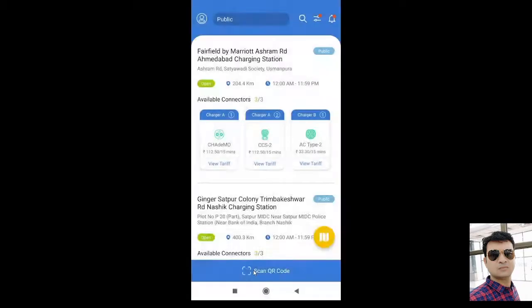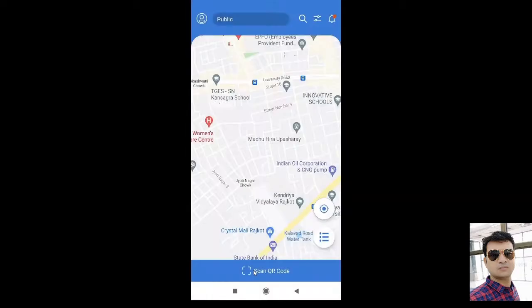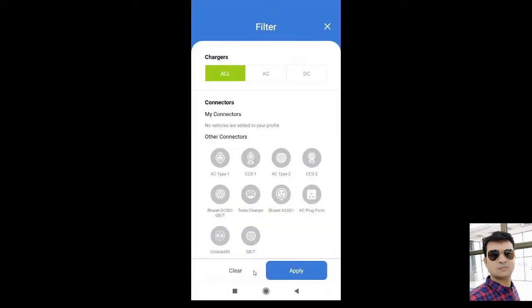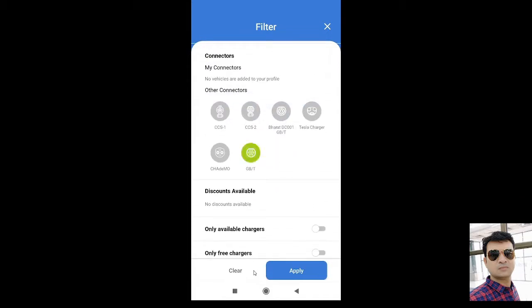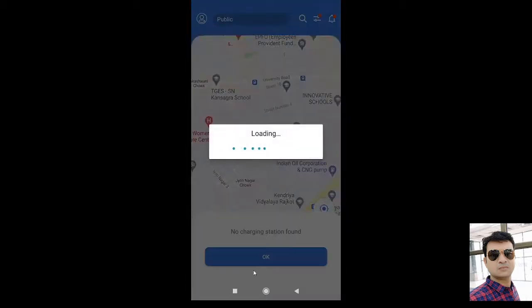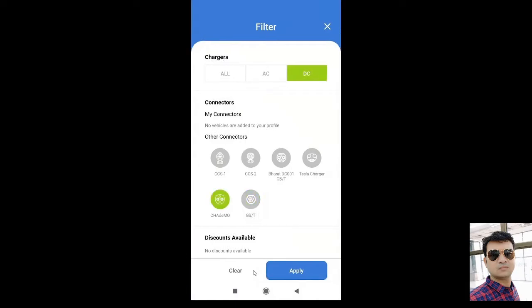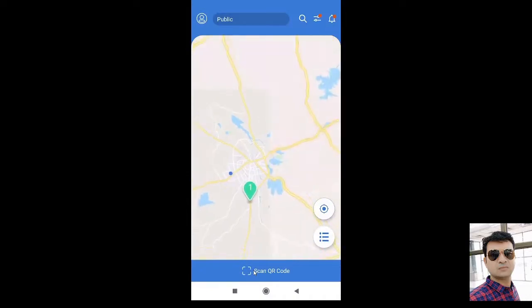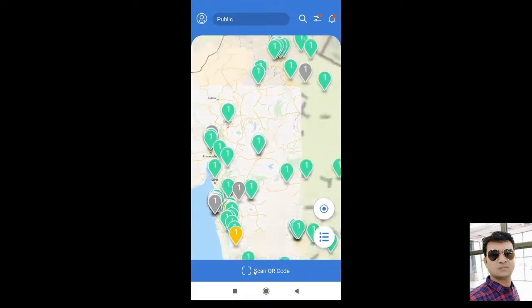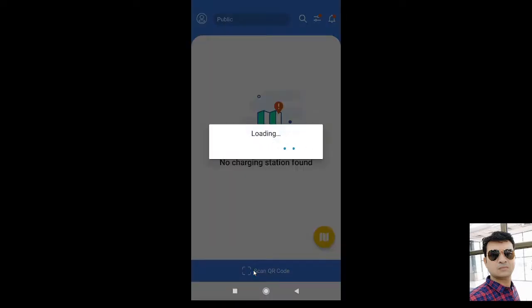Are you sure you want to exit? Yes. Once again, click on this one, and these are the different types of connector. Click on DC, click on GBT. No charging station found. Next one. Okay, apply. Yes, these are the charging stations, and these are the different types of charging station. And click on this one, it gives you information about its address.